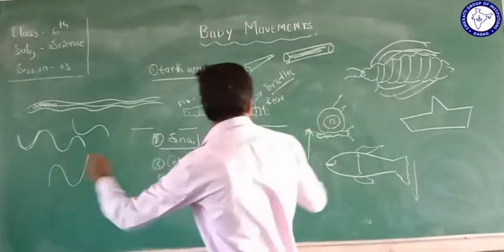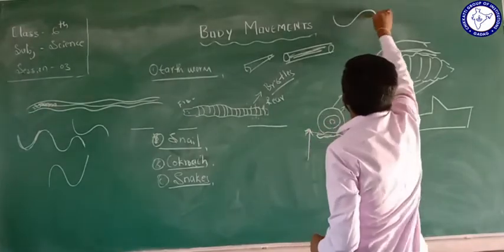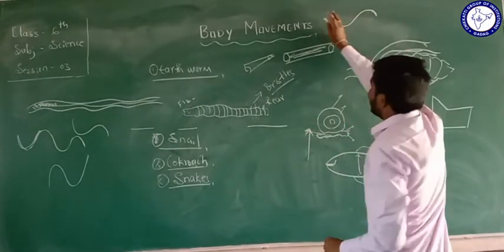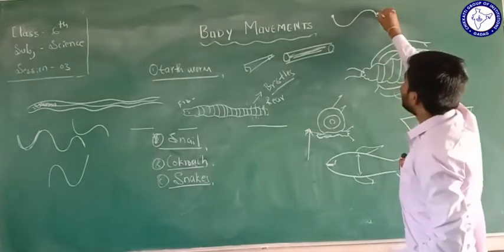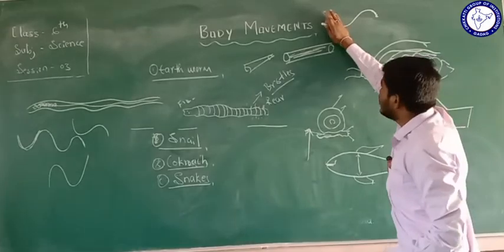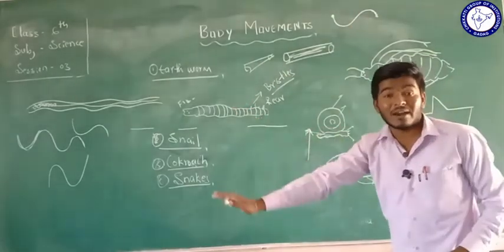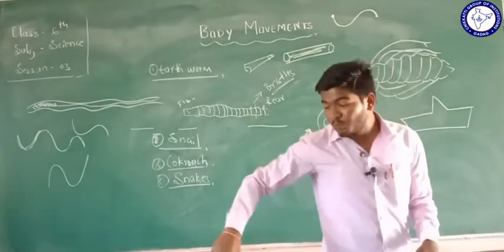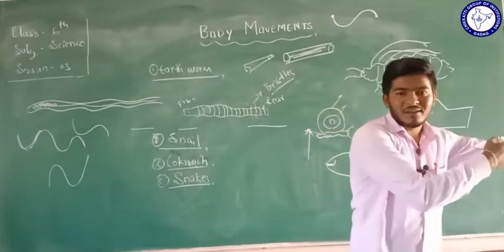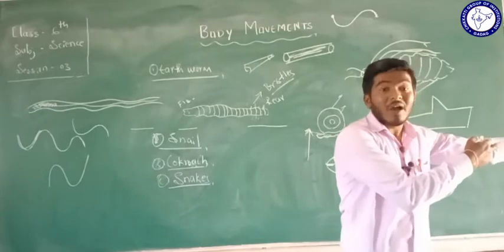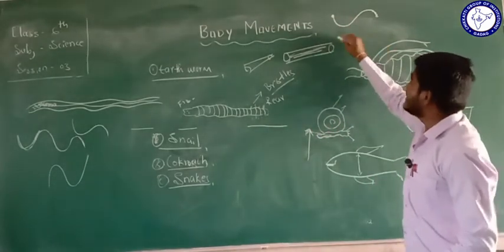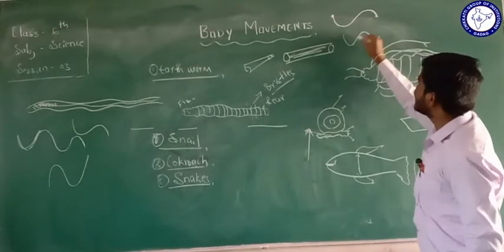For example, I am considering here. This is the tail end of the snake. This is the front end of the snake. When it makes one loop, this loop will push the land in a backward direction, and the body will move in the front direction. Have you understood? By using the loops, this is called a loop.